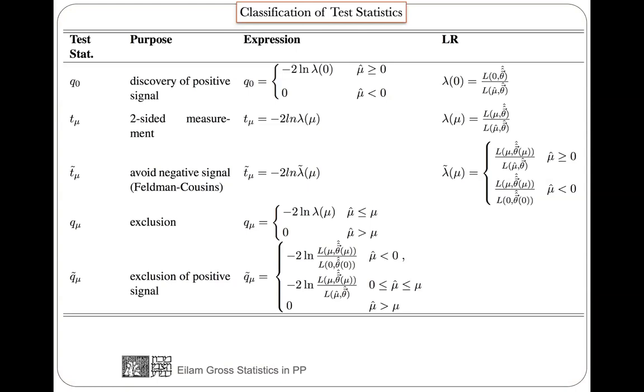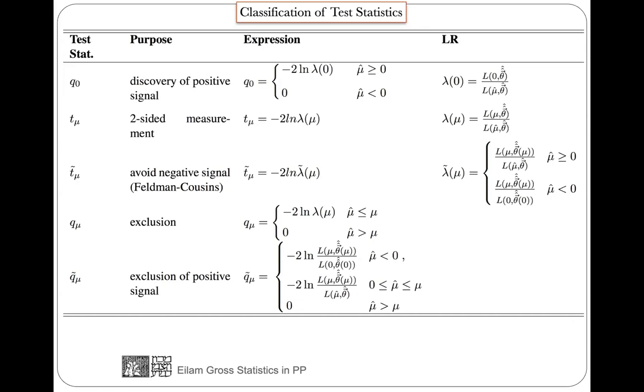let me show you some classification of possible test statistics. We already saw the lambda test statistic, which is the likelihood ratio of two hypotheses, but in the profile likelihood, there are a few possibilities. It depends on the purpose of what you want to test. If you want to make a discovery, you define Q0. Q0 is defined as minus two log of lambda of zero, which is L of zero divided by L of mu hat.